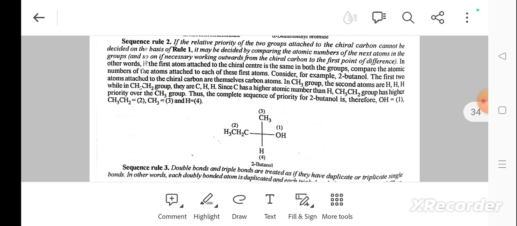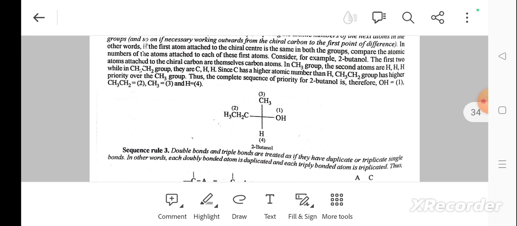The first two atoms attached to the chiral carbon are themselves carbon atoms. In the CH3 group the second atoms are H, H, H, while the CH3CH2 group has C, H, H, and hence the C is of higher atomic number than the H, and the CH3CH2 group has higher priority over the CH3 group. Thus, the complete sequence of priority of 2-butanol is OH first, CH3CH2 second, CH3 third, and H fourth.